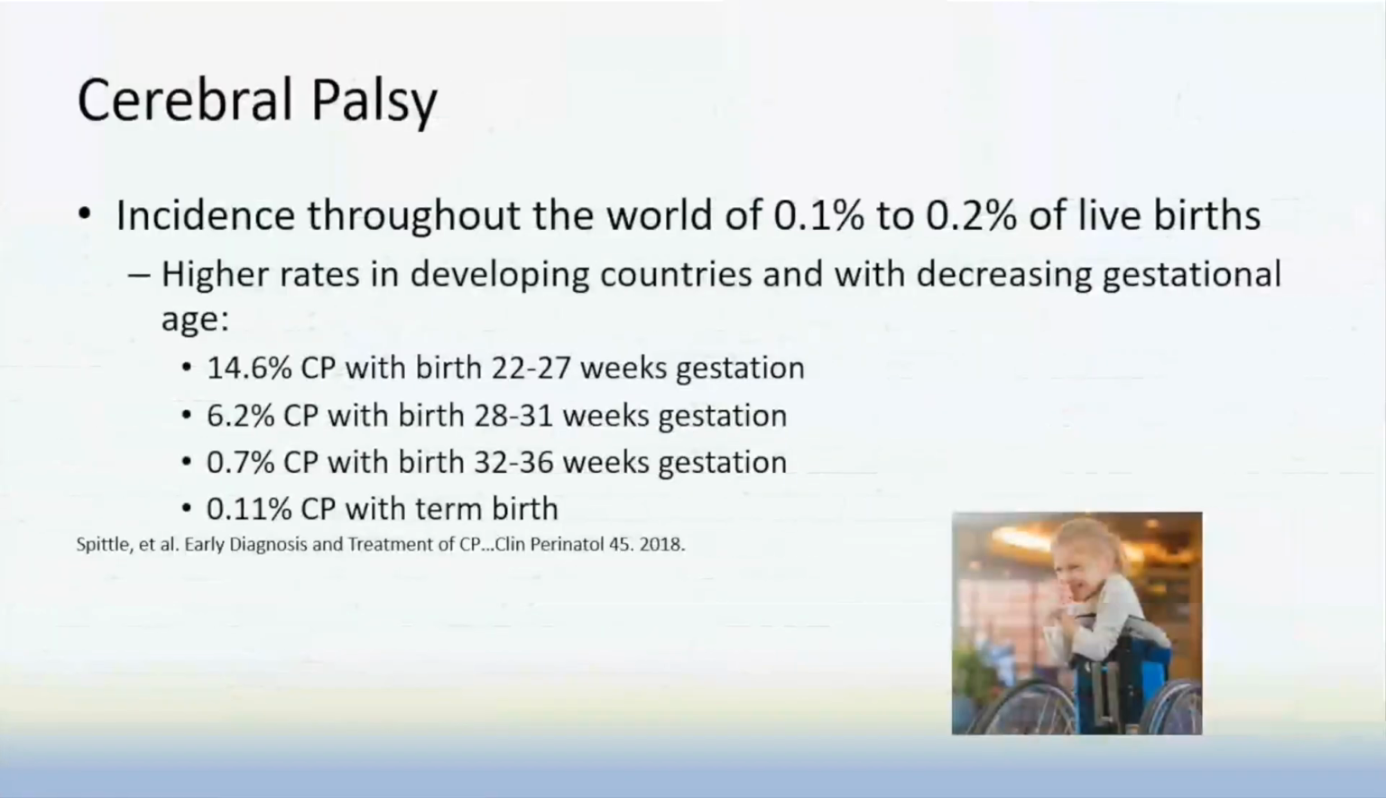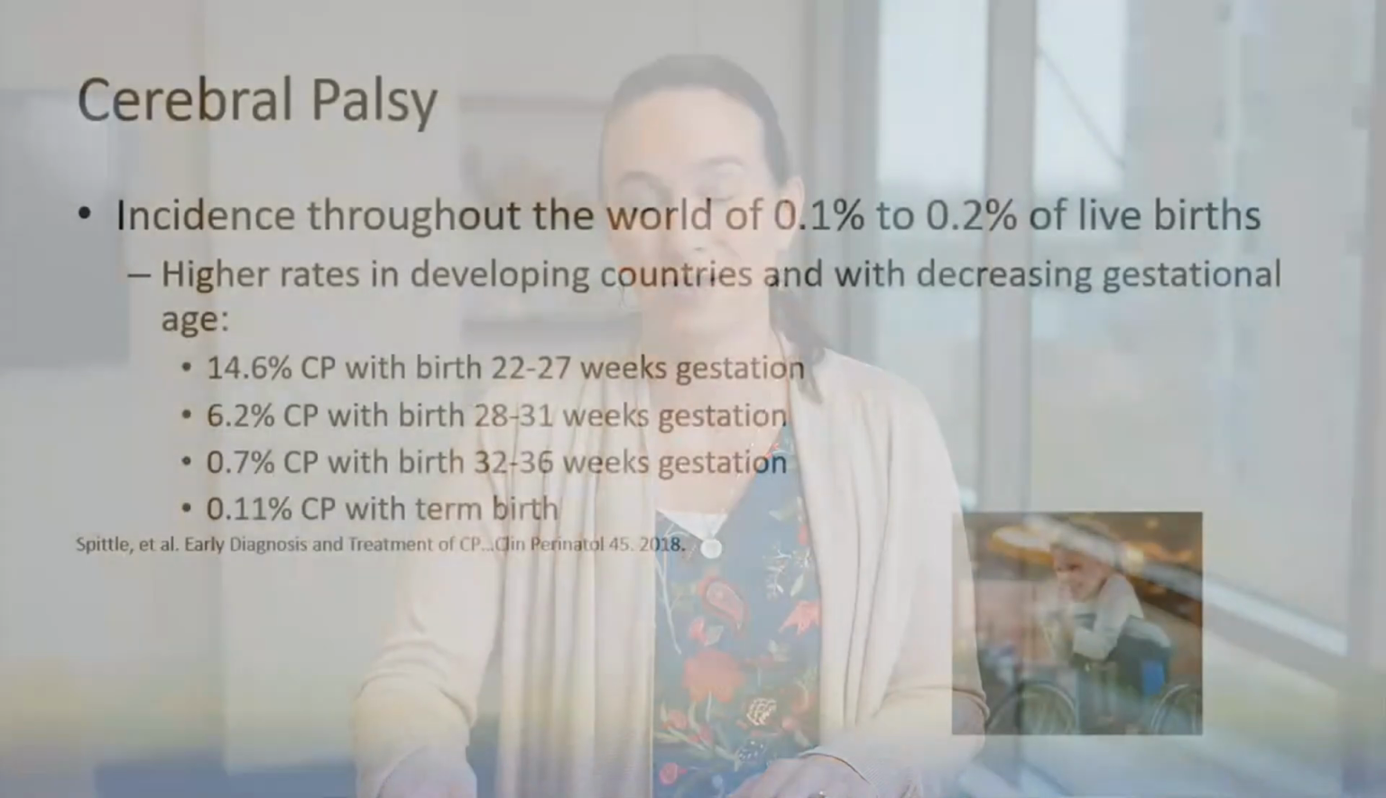The incidence of cerebral palsy throughout the world is 0.1 to 2.2% of live births, with higher rates in developing countries and with decreasing gestational age. These statistics are from a meta-analysis of 19 studies recently published. And we see that there's that increasing incidence with younger gestational age, which is illustrated here by the numbers. We're seeing remarkably increased survival rates in recent decades, and thus seeing more milder cerebral palsy, which can complicate and challenge us in our early diagnosis when presentations are subtle.